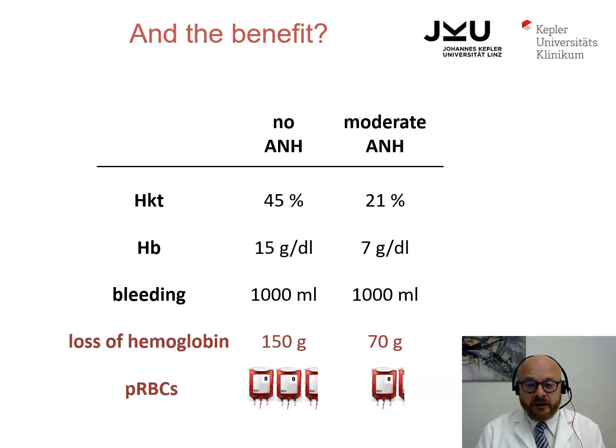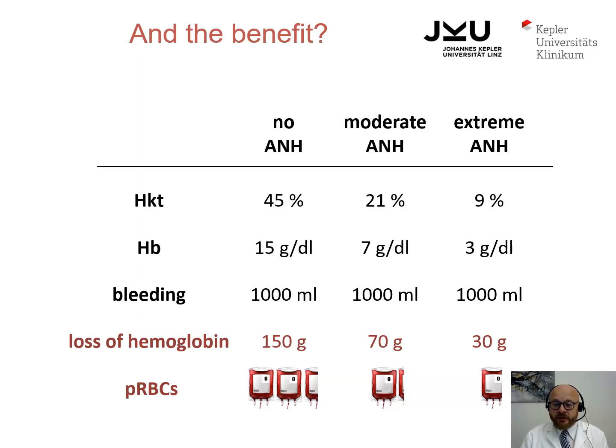And as a consequence, this is a little bit more than 1 package of red blood cells. And if you would do an extreme hemodilution procedure, have the same amount of blood loss, then you only lose 35 grams of hemoglobin, which is a little bit less than 1 package of red blood cells. So if your patient bleeds intraoperatively, the lower the hemoglobin concentration, the less red cell mass you lose in this situation. And as a consequence, this is the net effect of acute normovolemic hemodilution.